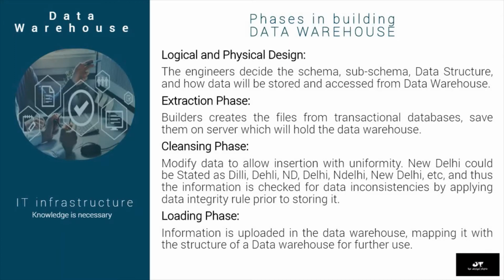The next phase is the cleansing phase. The modification of data is done in this phase to allow appropriate insertion of data with uniformity. For instance, New Delhi could be stated as Delhi, ND, New Delhi, etc., and thus the information is checked for data inconsistencies by applying data integrity rules prior to storing it. The fourth and last phase in building the data warehouse is the loading phase. In this phase, information is uploaded in the data warehouse, mapping it with the structure of the data warehouse for further use.